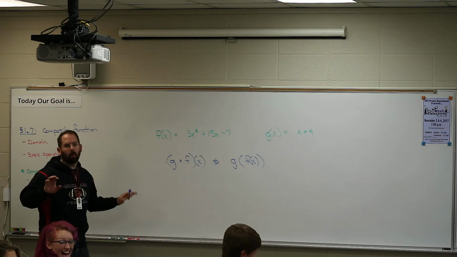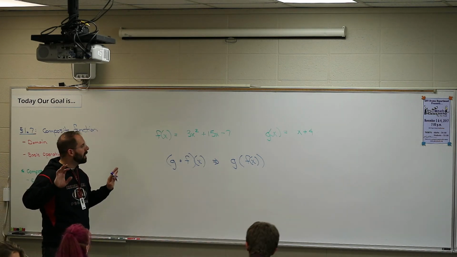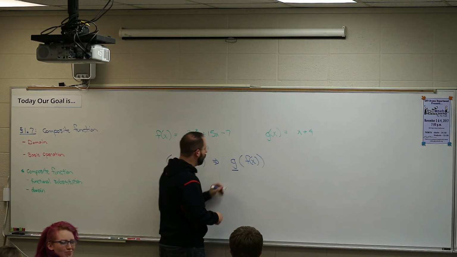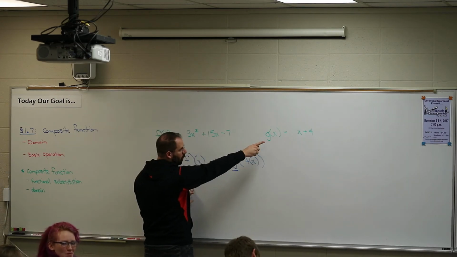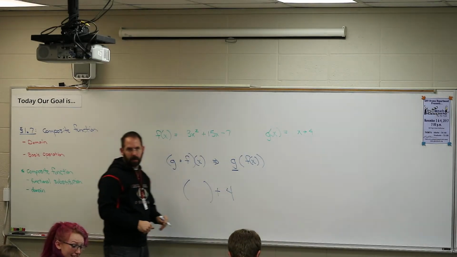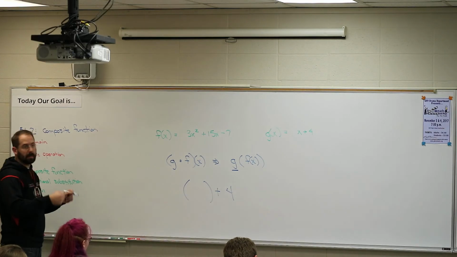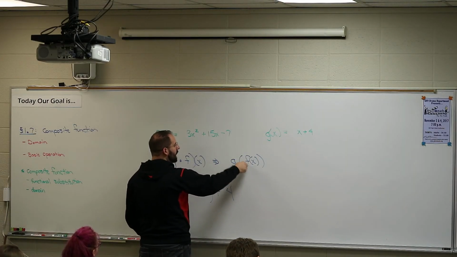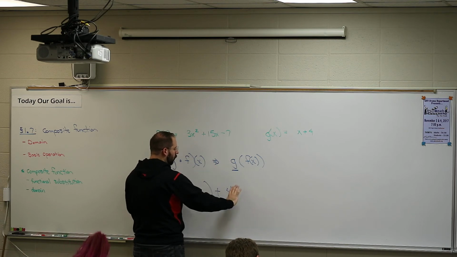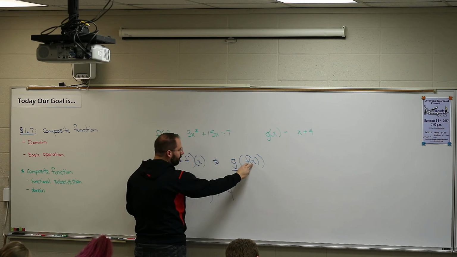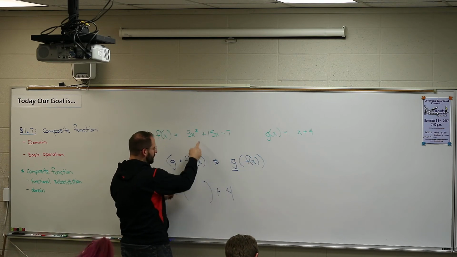Now, when you're starting, what is my main function? G. So this is going to be my main thing. I'm looking at the g function, so I'm going to write that one down, but taking out all the variables, all the x's, because that's my main function. Now I'm going to take the f function and plug it into g. This is my g function overall, without the x on it, and that's my f function.